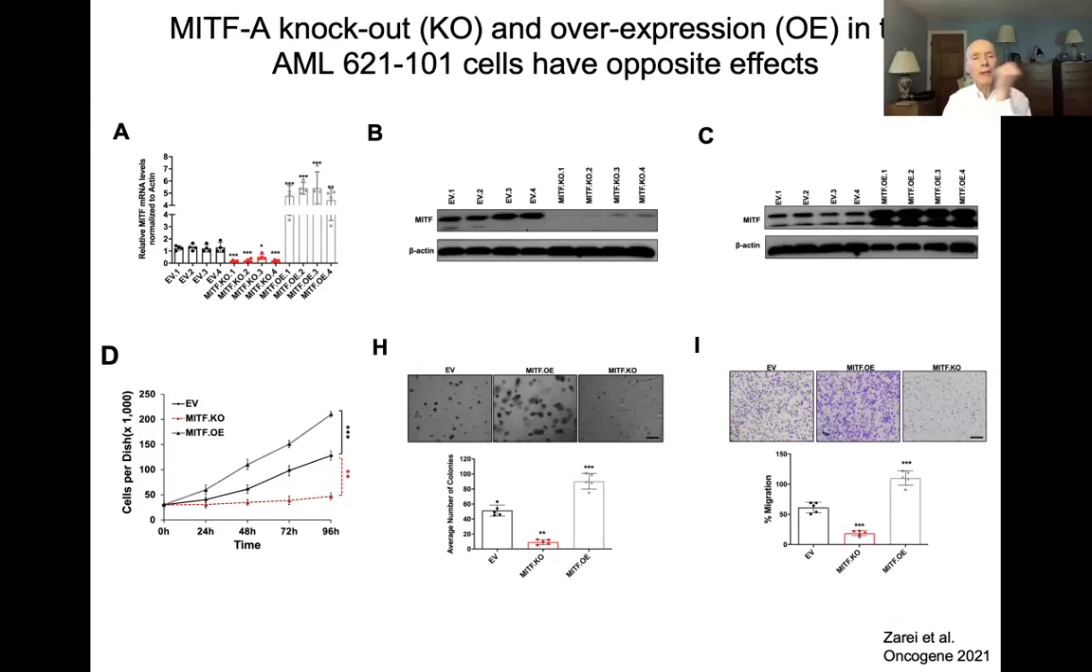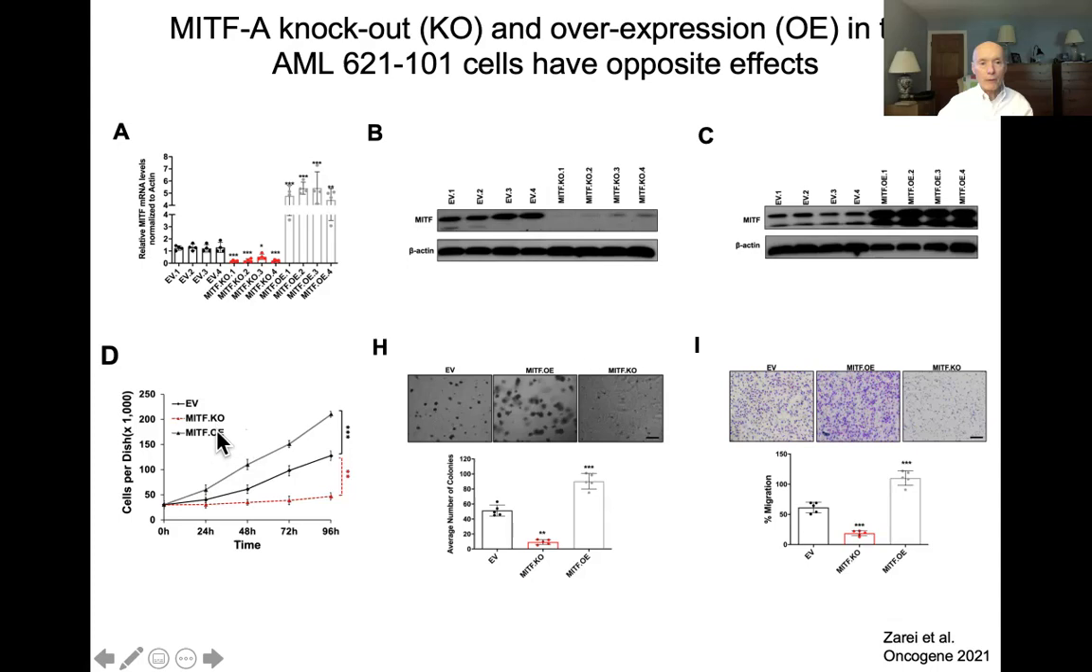This led us to assess whether or not MITF was truly a critical gene for growth and development of AML. We used the AML 621-101 cell line derived from an AML, and both knocked down MITF expression using CRISPR-Cas9, generating KO lines, and overexpressed MITF-A as well, generating OE lines. Validation of these lines is shown in figures B and C at the top of this.